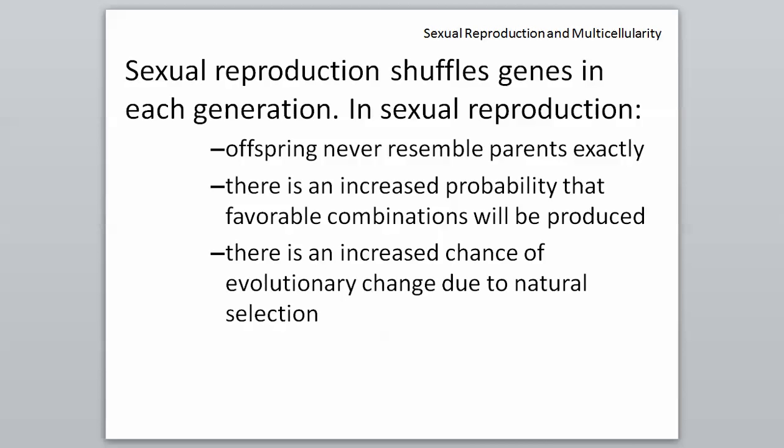However, with sexual reproduction, which is done by most eukaryotic cells, there's some that do asexual, offspring will never resemble their parents exactly. So that's why you don't look exactly like your mom or exactly like your dad. There's an increased probability that favorable combinations will be produced. So that's again with good mutations happening and good genes coming together to make even better traits in the offspring. And there's an increased chance of evolutionary change due to natural selection. So again, with all these different genes coming together, there's going to be more change happening.